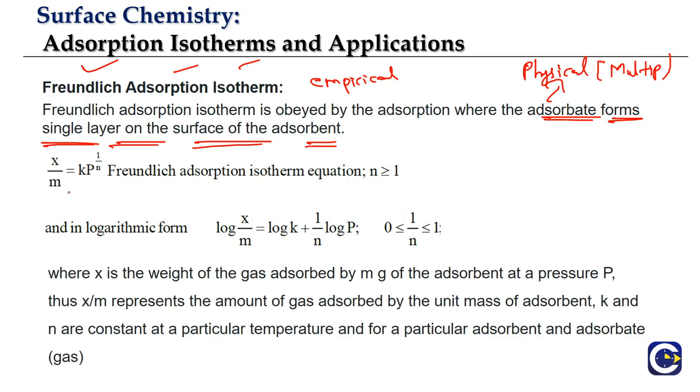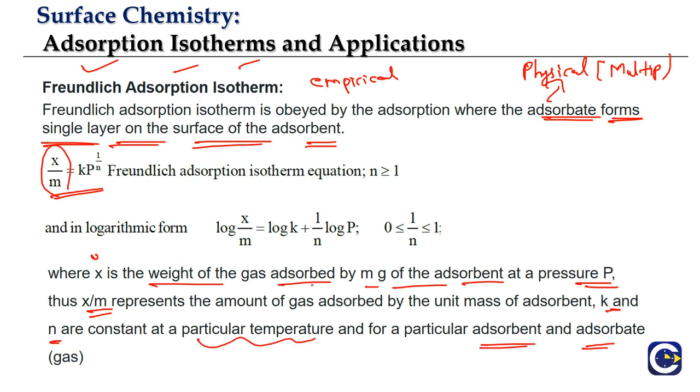And the empirical formula for the extent of adsorption and pressure relation is given by x by m is equal to k into p power 1 by n. Here x will be the weight of the gas that is getting adsorbed, and m is the mass of the adsorbent. Both are measured at a particular pressure p. So x by m represents the amount of gas adsorbed per unit mass of the adsorbent. That is the extent of adsorption. And k and n are constants. They depend upon the nature of adsorbate and adsorbent. Not only that, they are also a function of temperature.